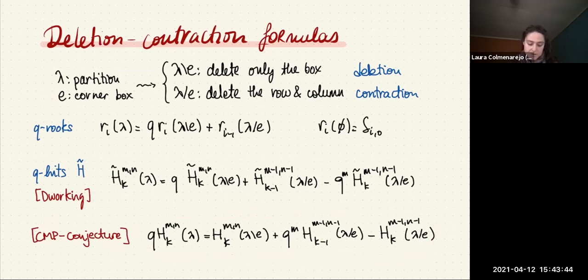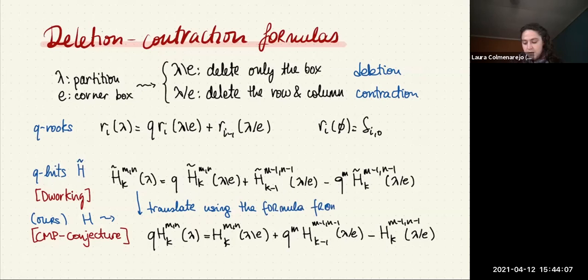Now there is another deletion contraction formula for the regular H, for what would be ours. And that one is just translating this one, using the formula from H tilde to H. So there is a way of obtaining another one, not this one, using the one that we have over here, and the formula to change from one to another.